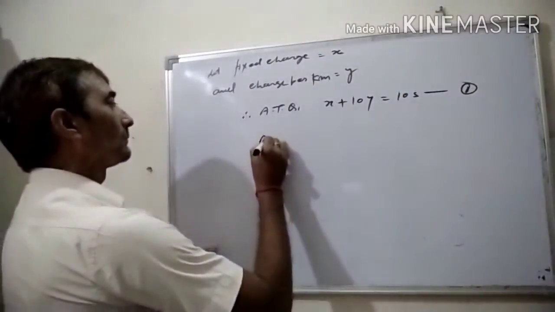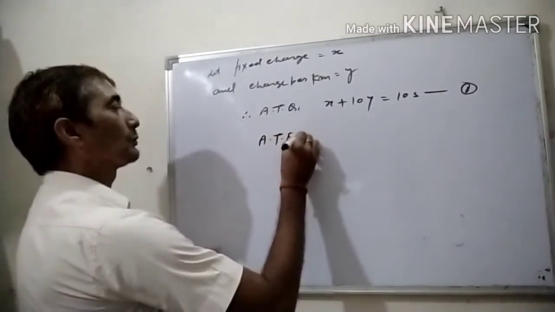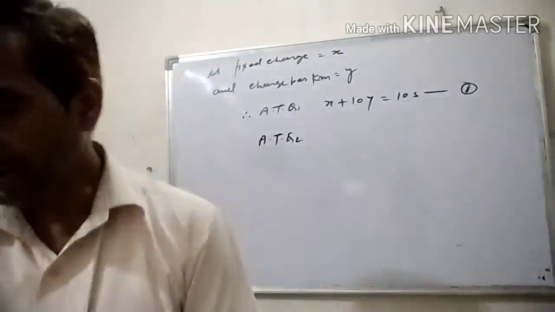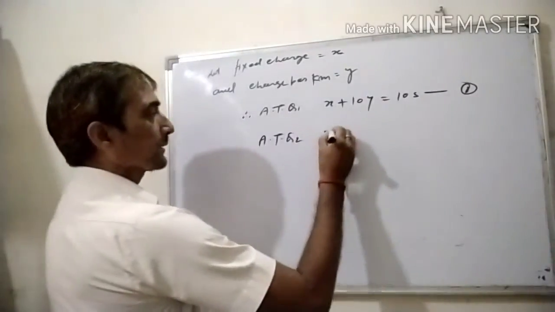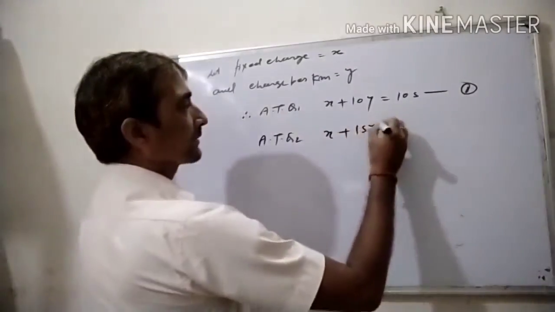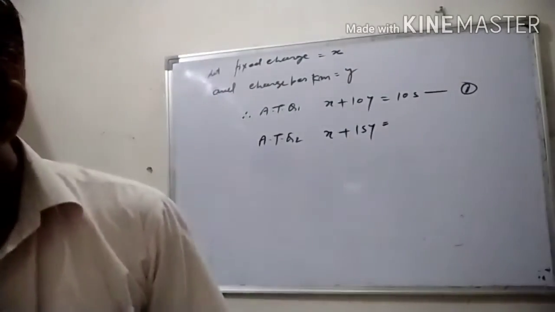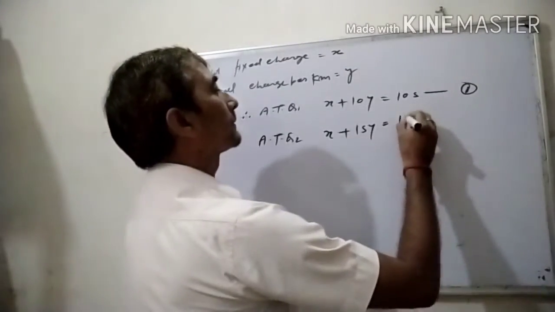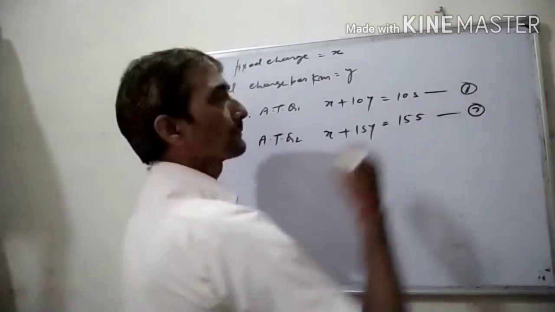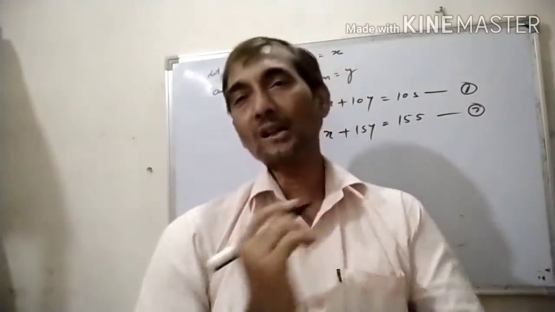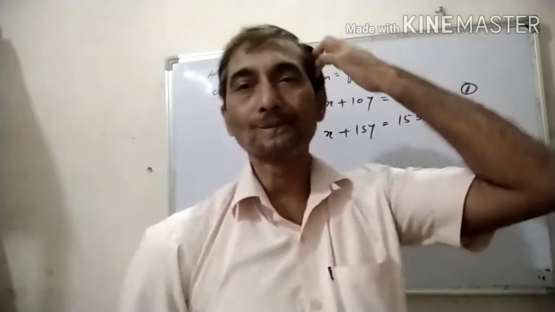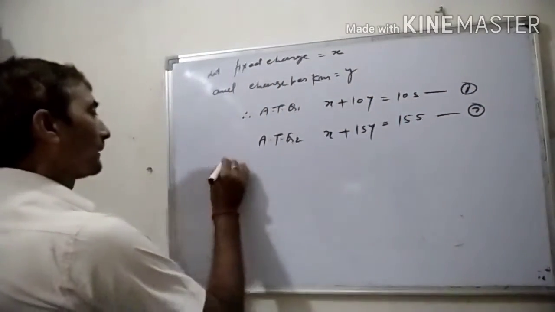According to the question, second condition: for the charge of 15 km, that means X plus 15Y is equal to 155. Second equation. Now we have to solve these equations by substitution method and try to find the value of X and Y.